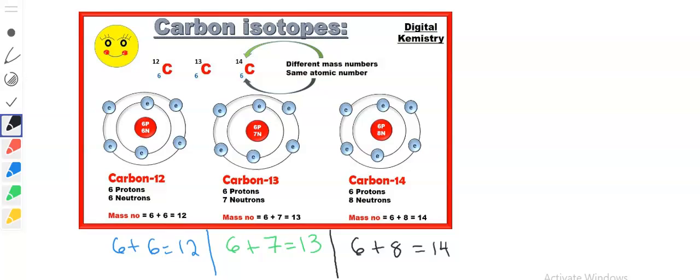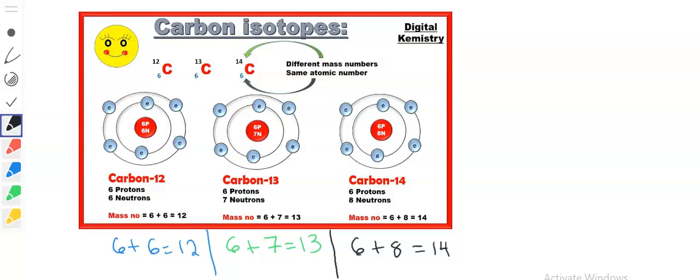But they all are carbon. The only difference is that they have different mass numbers. The mass number of each is different, but they have the same atomic number. They all are carbon. It's just that one is called carbon 12, another is carbon 13, another one's carbon 14. Isotopes are like that.